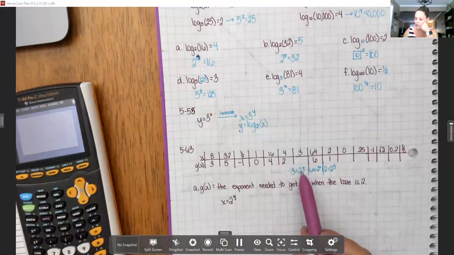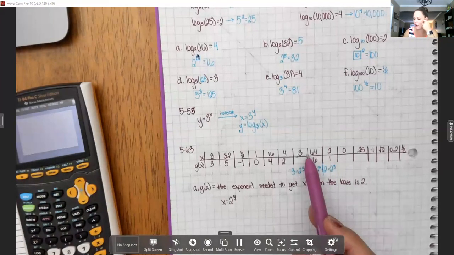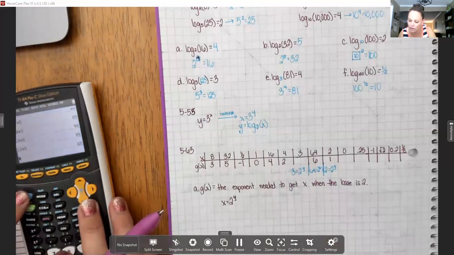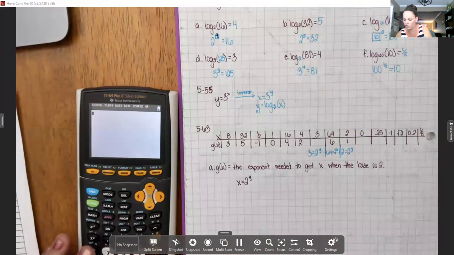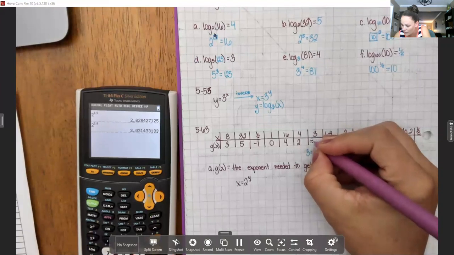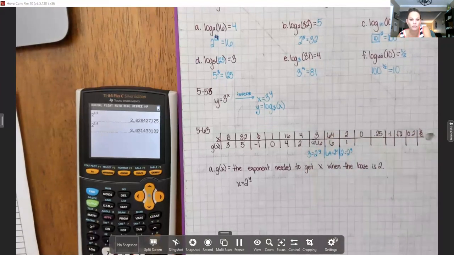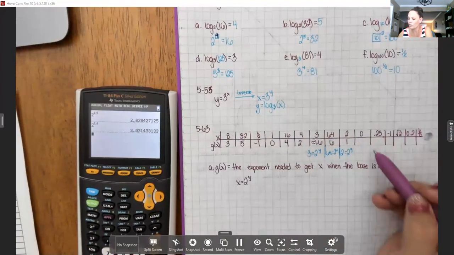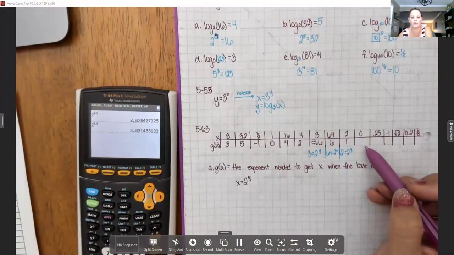But we know 2 to the power of 1 is 2, 2 to the power of 2 is 4. So you could guess somewhere in between. So 2 to the power of 1.5, that's close to 3, 2 to the power of 1.6. So you could round that to about 1.6. Again, it's not perfect. This one is tricky with the 0.